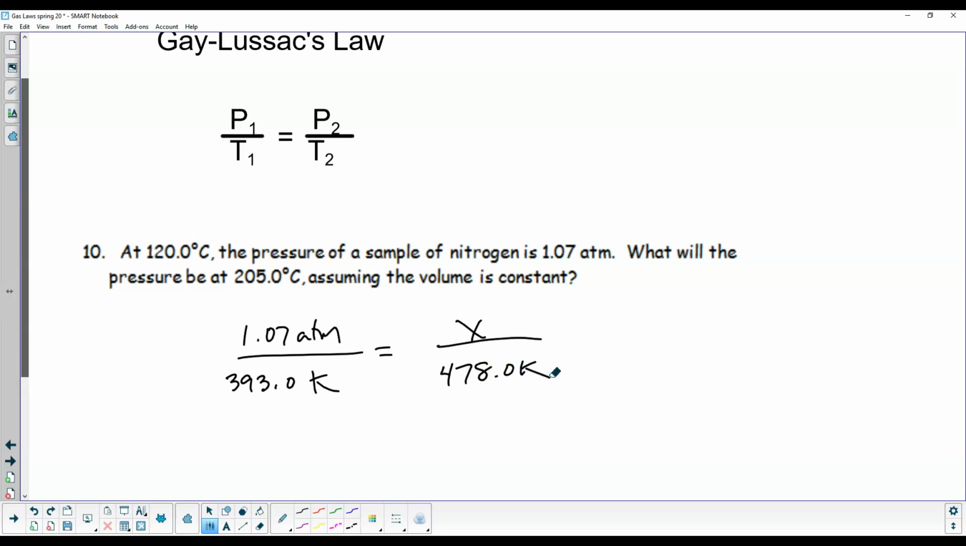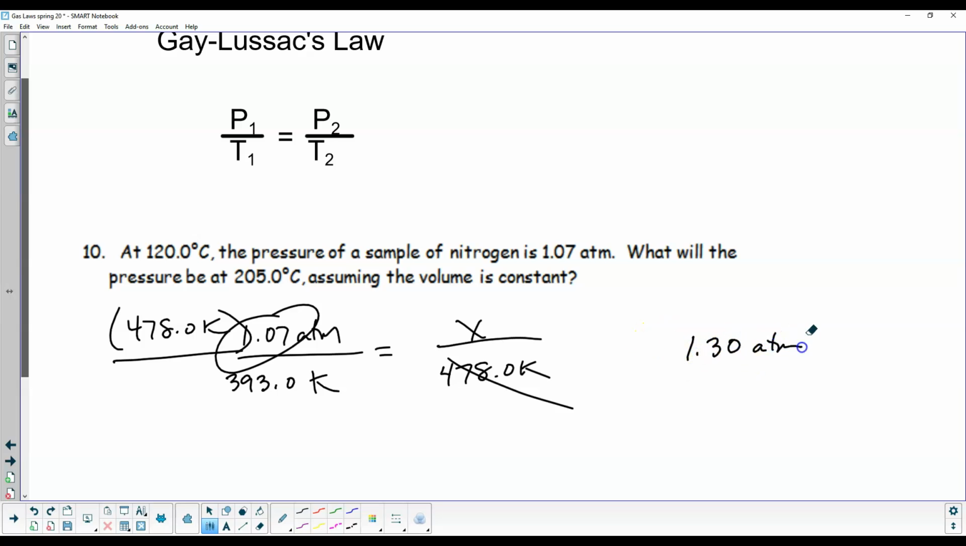Once again, we're cross multiplying and getting that X by itself. So we're going to put the 478 Kelvin over here. So 478 times 1.07 divided by 393. You're going to be limited to 3 sig figs because of those three. It's going to be 1.30 atmospheres. Kelvin cancels Kelvin, you're left with atmospheres.